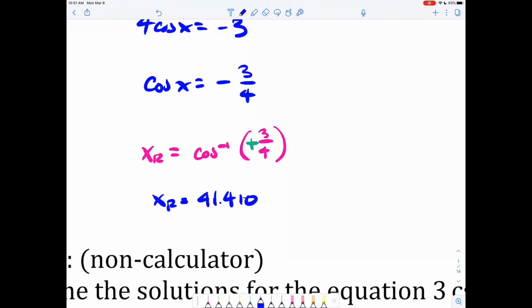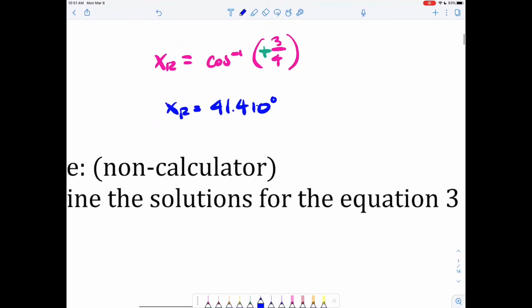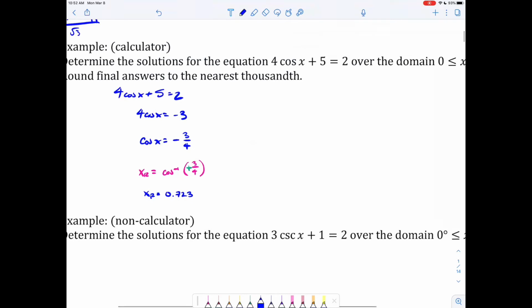Except note that we're dealing with radians. Ugh. So having this as 41-ish degrees doesn't make sense. So we make sure our calculator is in radians mode. And then we calculate it. And in radians, this 41.4-ish degrees is actually 0.723-ish. That is the reference angle.